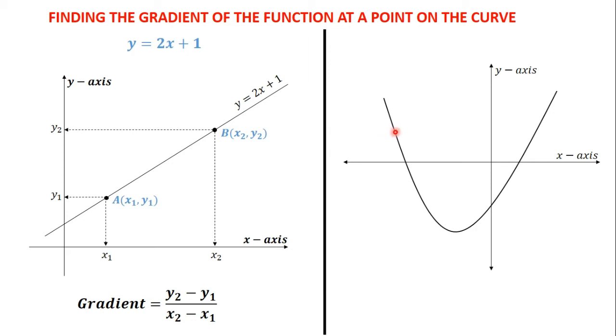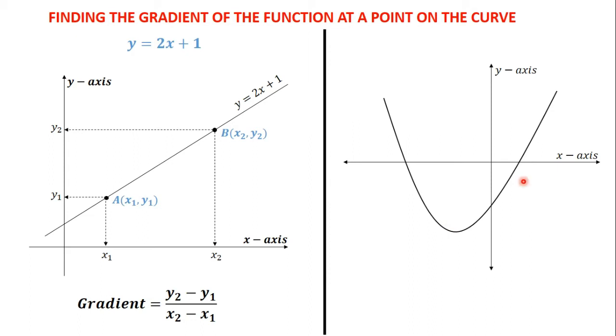So if you are at this point on the curve, the slope or the gradient will be different from someone who is at this point on the curve. And at the same time, it will be different from someone who is at this point on the curve. So on the graph of a quadratic function like the one that we have here, you can only find the gradient of the function at a point on the curve. So for example, you can find the gradient of the function at this point, at this point, at this point, and at this point. This is because the gradient of the function at different points on the curve will be different. I hope that is clear.